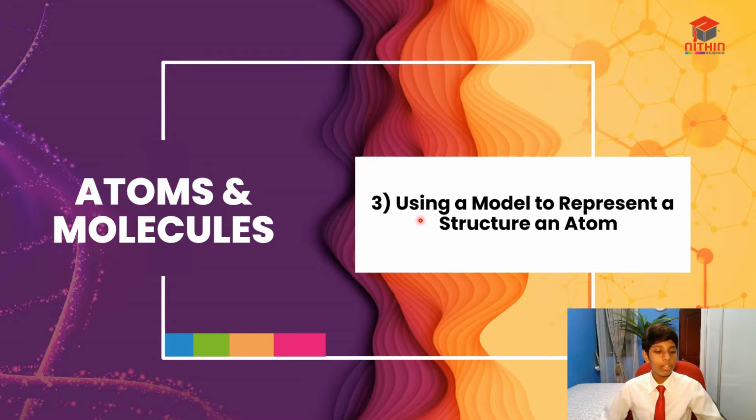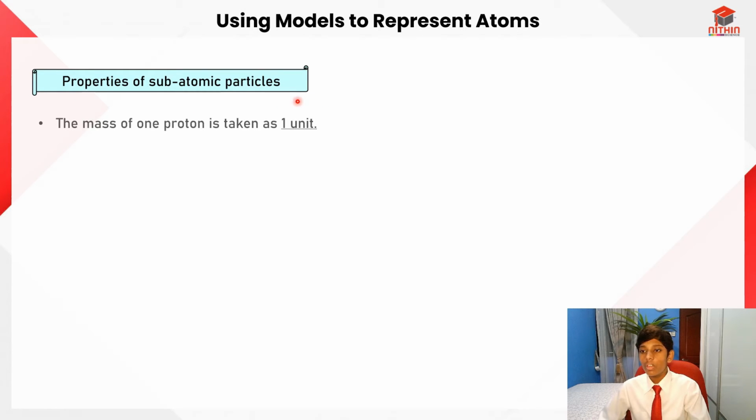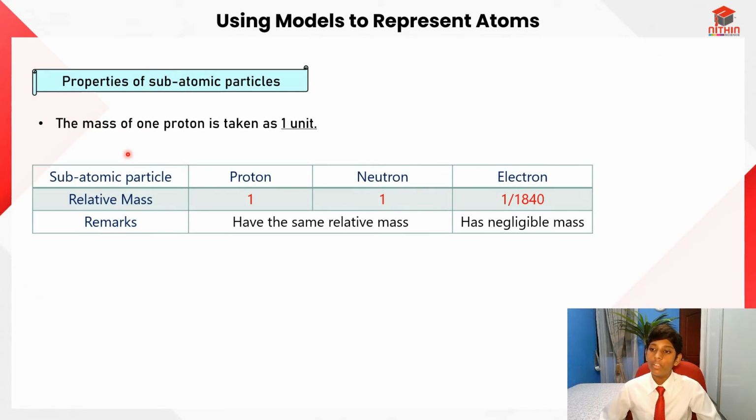For the third segment of this video, I'll be going through using a model to represent the structure of an atom. So using models to represent atoms, basically still in that area. We have already taken a look at the properties of subatomic particles, but let's take a look at it one more time. The mass of one proton is taken as 1 unit. So for relative mass, a proton has a mass unit of 1, a neutron has a mass unit of 1 as well, and an electron is 1 over 1840.